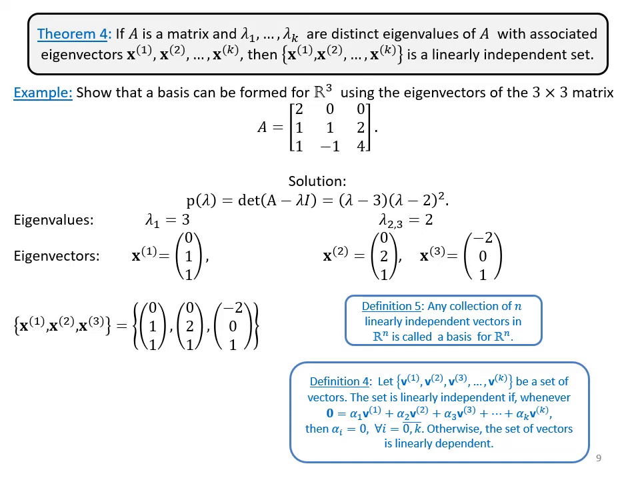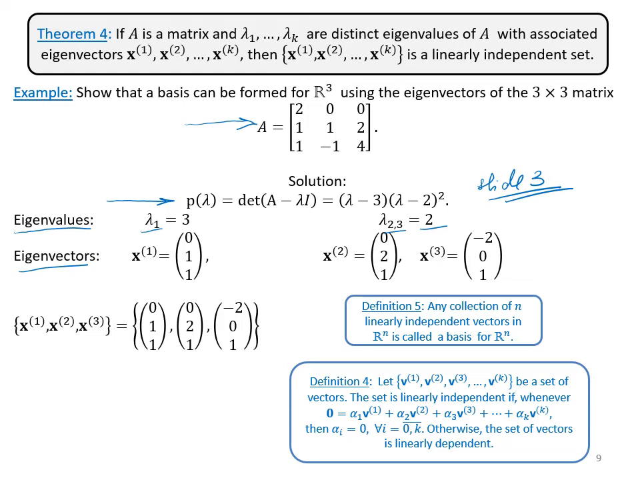Show that a basis can be formed for R3 using the eigenvectors of the 3 by 3 matrix A, which has the following form. Let's solve it. On slide 3, I showed you how to construct the characteristic polynomial for this matrix and how to find eigenvalues and eigenvectors. For this particular matrix, we have eigenvalue lambda 1 equals 3 and a multiple root, lambda 2 and lambda 3 equal to 2.